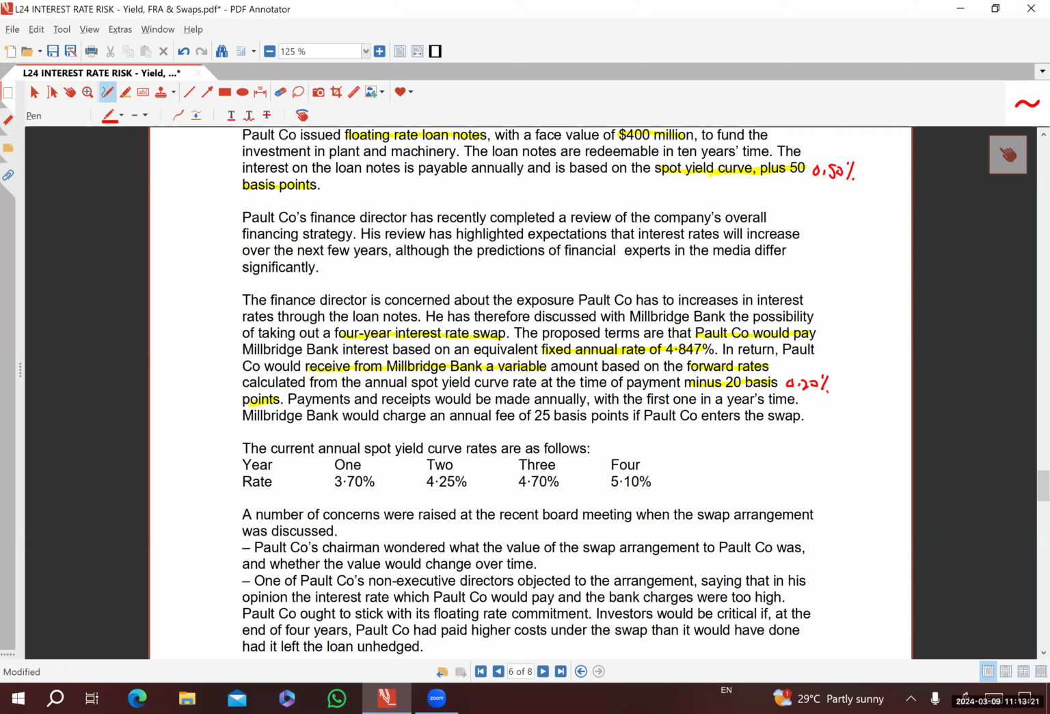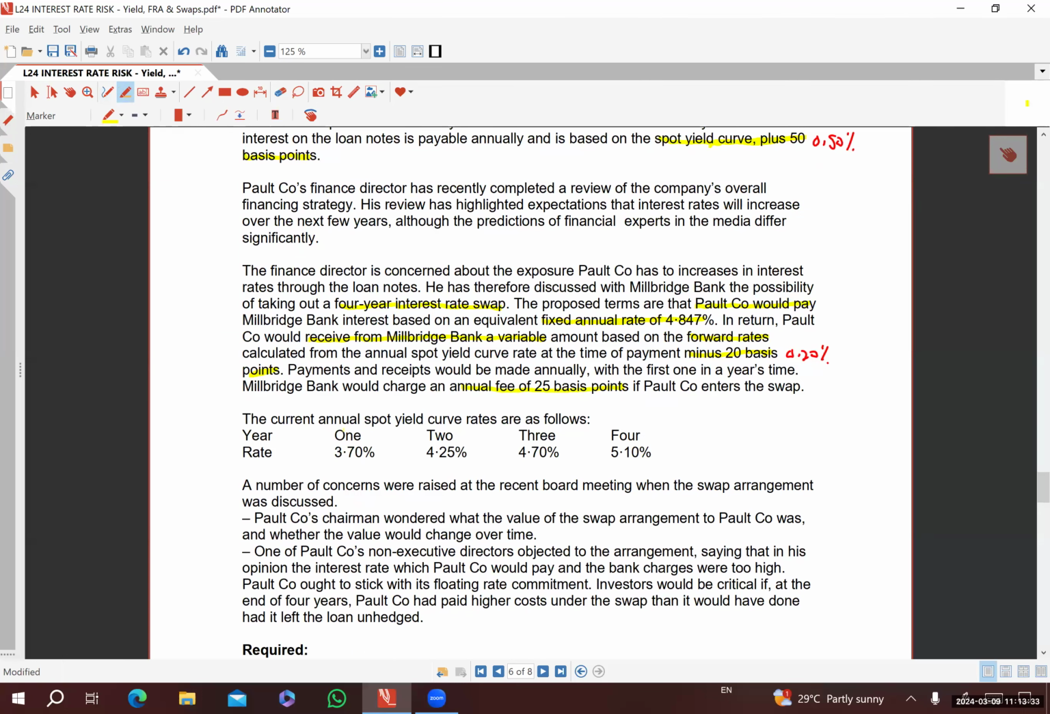Payment and receipt will be made annually, with the first one in a year's time, while the bank charges an annual fee of 25 basis points for the swap. The current annual spot yield curve is given.